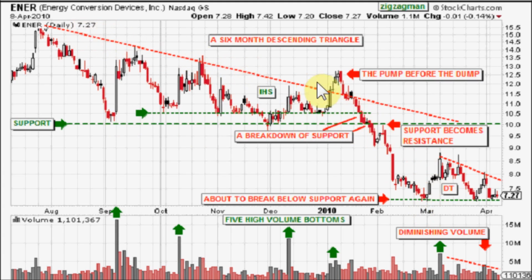So that is a bearish chart pattern that when support is broken, you can expect a pretty serious move to the downside. And we'll look at a number of different charts, both bullish and bearish, continuation and reversal patterns.